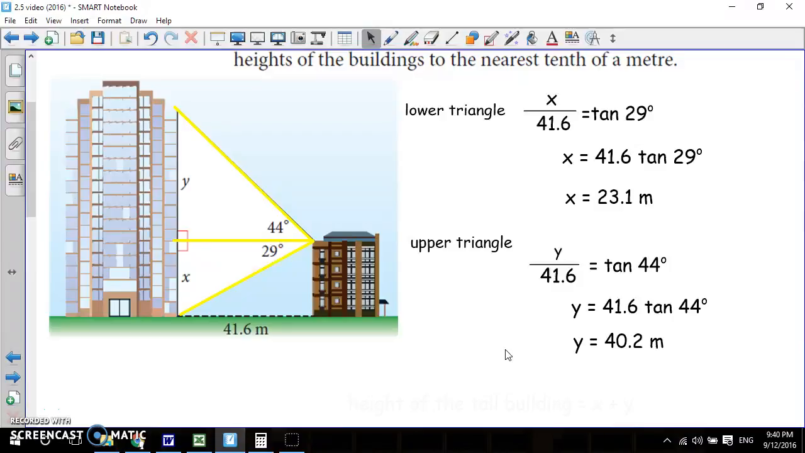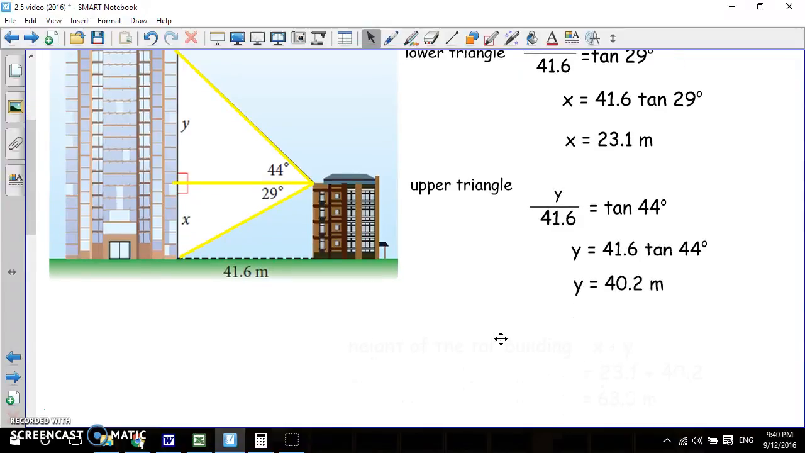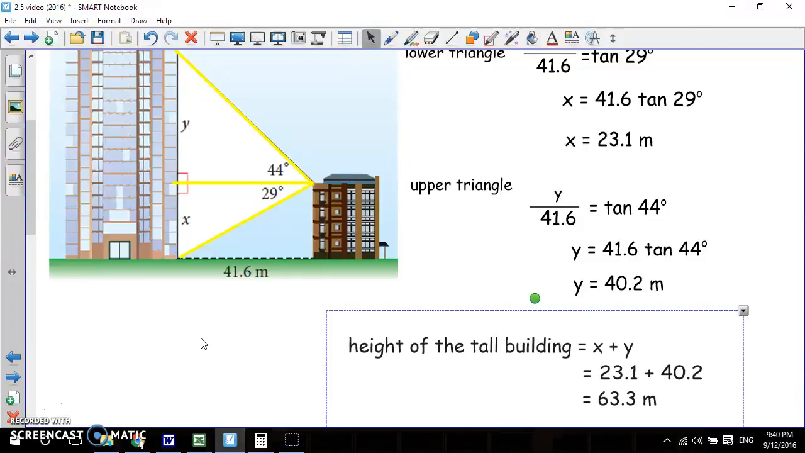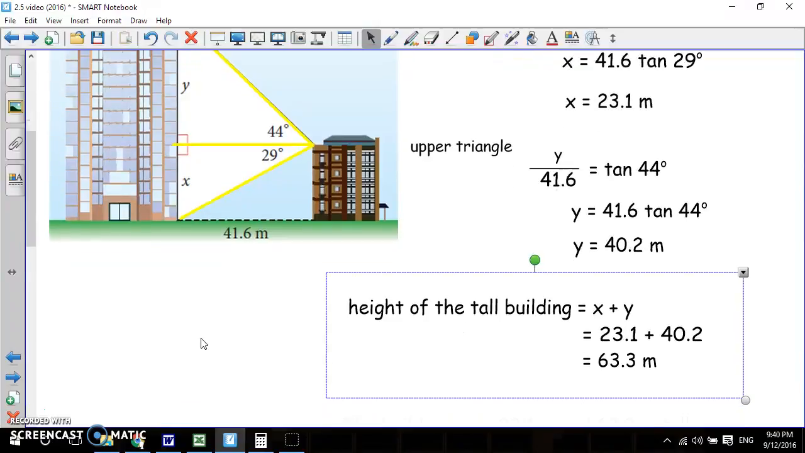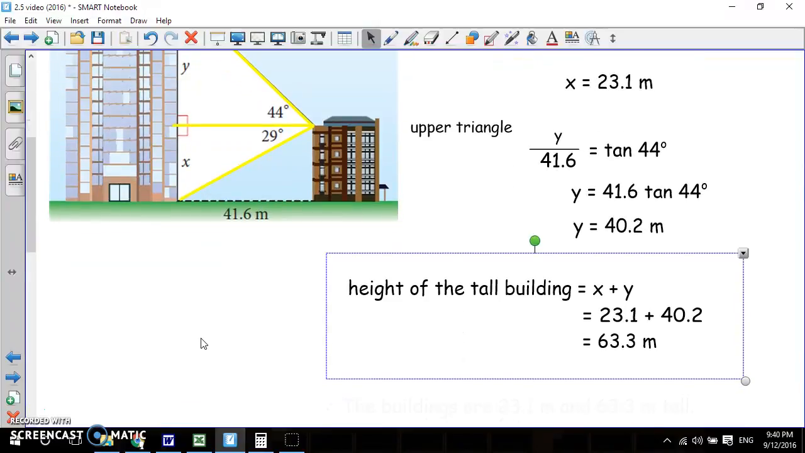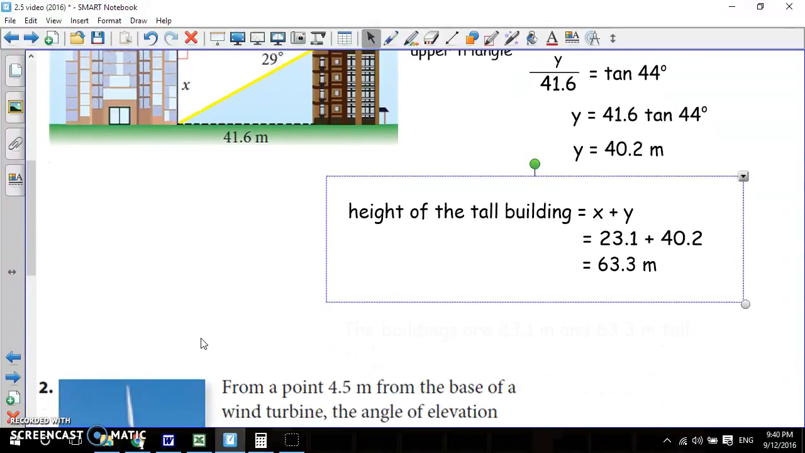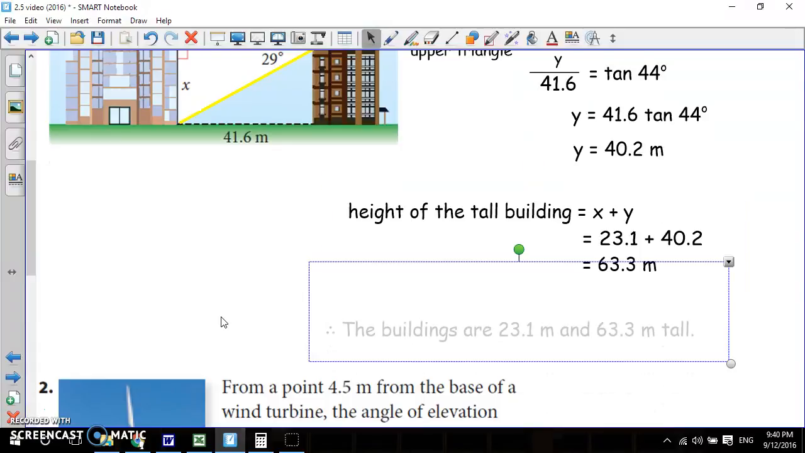We have done all the calculations for x and y. Let's put everything together. We still need to add up these two values to come up with the height of the tall building, which is 63.3 meters. And finally, we can conclude that the buildings are 23.1 meters and 63.3 meters tall.